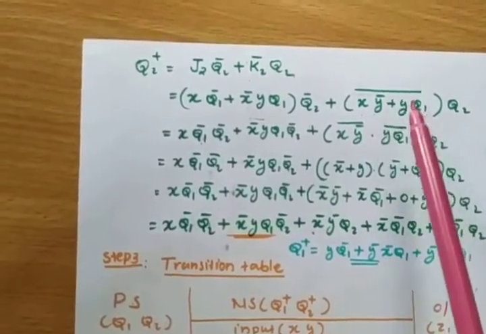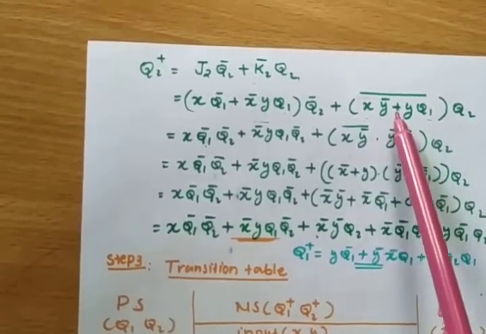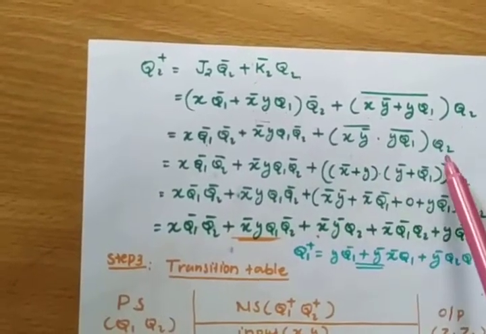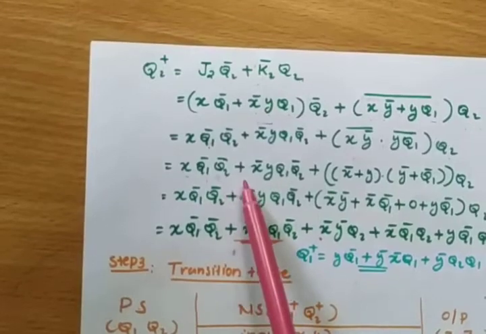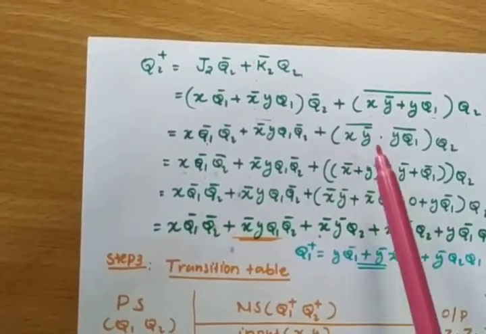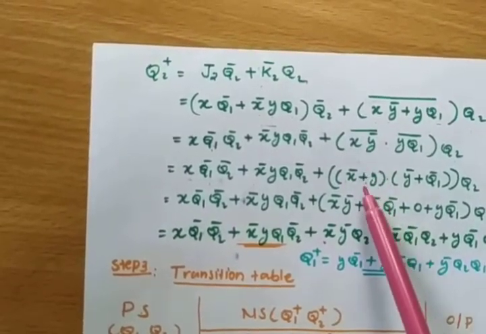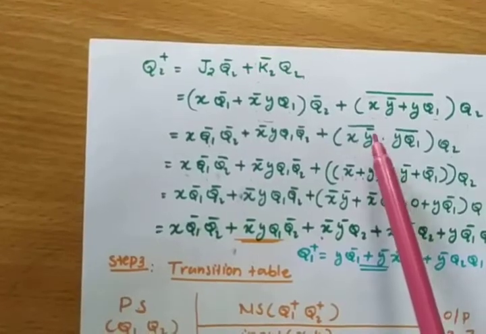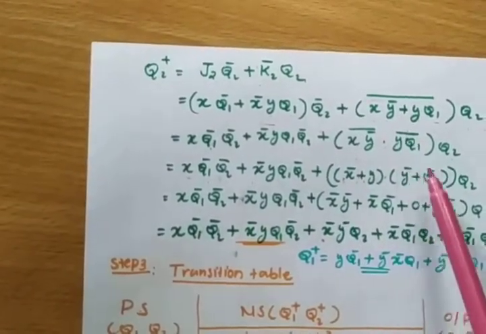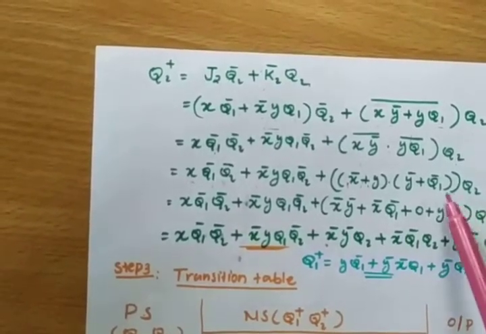Now first break the bar, so (x̄ȳ)‾ the whole bar into here plus. After breaking, it becomes ȳ q1‾ q2, so x q̄1 q̄2 plus x̄ y q1 q̄2 plus, this again you have to break, then x̄ y, x̄ plus y, here into here it becomes plus x̄ y, double bar cancel out, so x̄ plus y into here also you have to break, so ȳ plus q̄1 into q2.